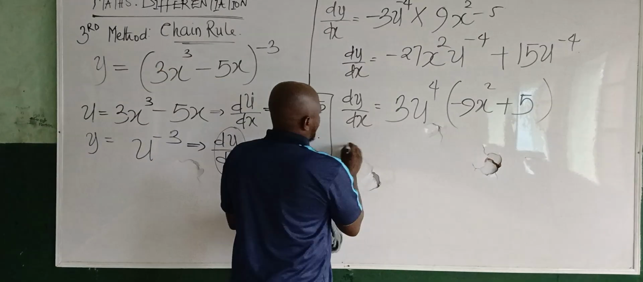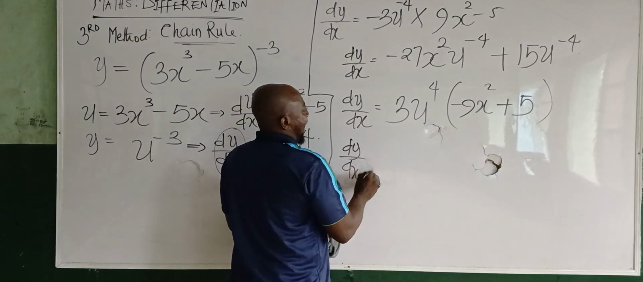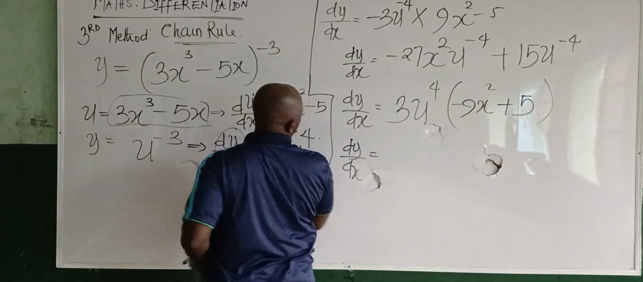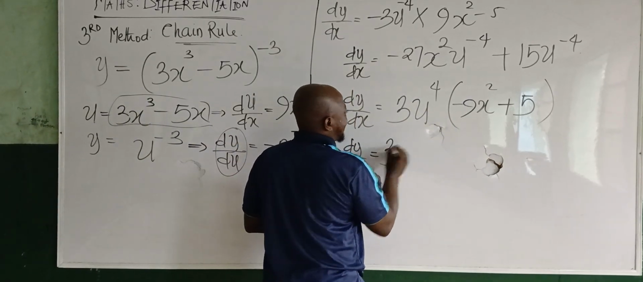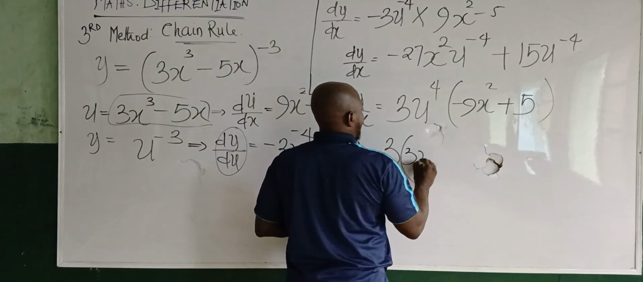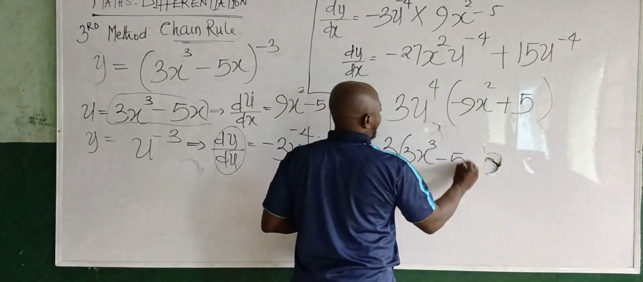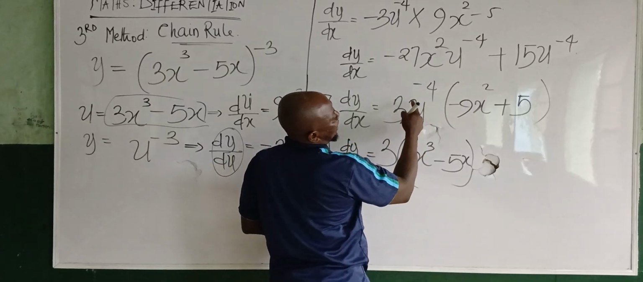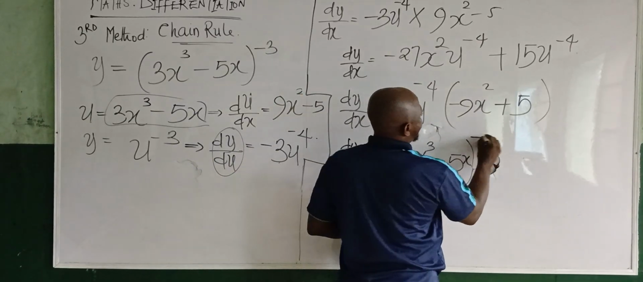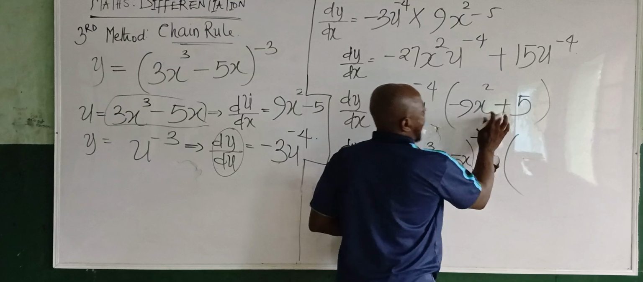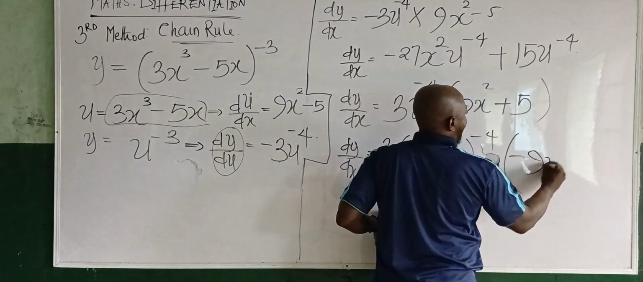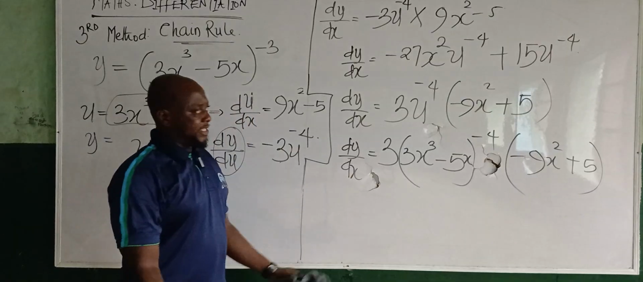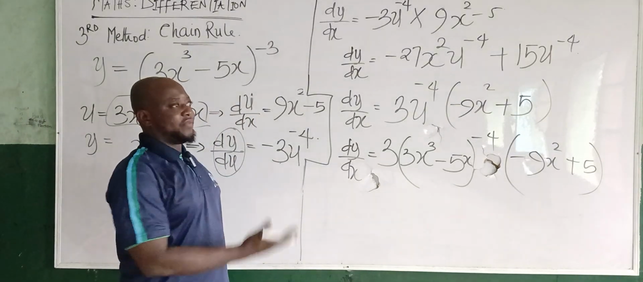But we are not done. I'll bring down my dy dx here, and I will take out my u and replace it with the original value where we say let u be that. So I will have 3 into brackets, this one minus 5x here. That is the original value. Raised to the power of minus 4, please. There's minus 4 there. Then into brackets, all of this one. So I'm having 9x squared plus 5. This is what I'm having here as your value. So this is how you solve this.